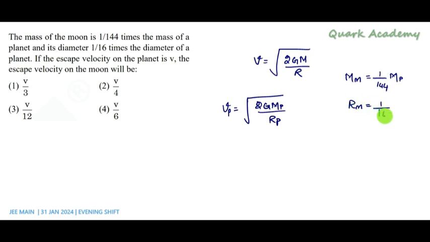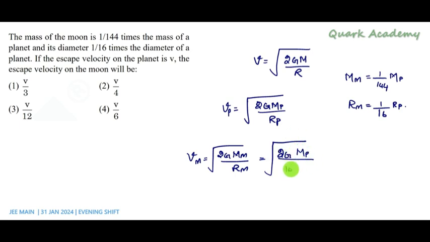Radius of the moon is going to be 1 by 16 times of radius of the planet. Now we need escape velocity of moon, which is equal to square root of 2g mass of the moon divided by radius of the moon. Let's substitute mass of the moon, radius of the moon in terms of these planet values. So 2g mass of the planet divided by 44 into radius of the planet divided by 60. So this is 1 times, this is 9 times.